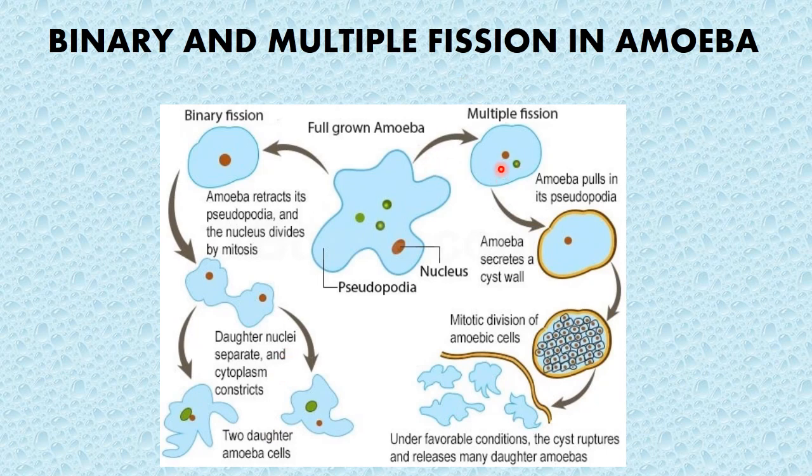But in multiple fission, when the environmental condition is unfavorable, the amoeba will reproduce through multiple fission. Now, in the process, you can see that the pseudopodia retracts as well. The amoeba stops moving and the amoeba secretes a cyst wall, as you can see right here. And under a period of time, there is mitotic division of amoebic cells. In other words, the parent amoeba will produce various numbers of daughter cells within the cyst. So when the condition is favorable again, the cyst will rupture and release many daughter amoebas, as you can see in the picture right here.